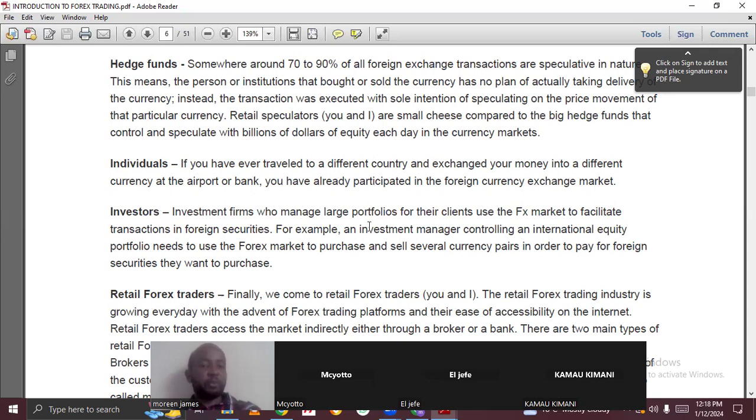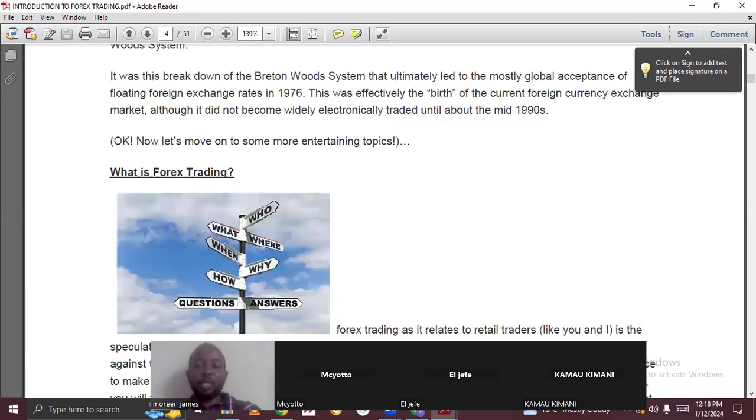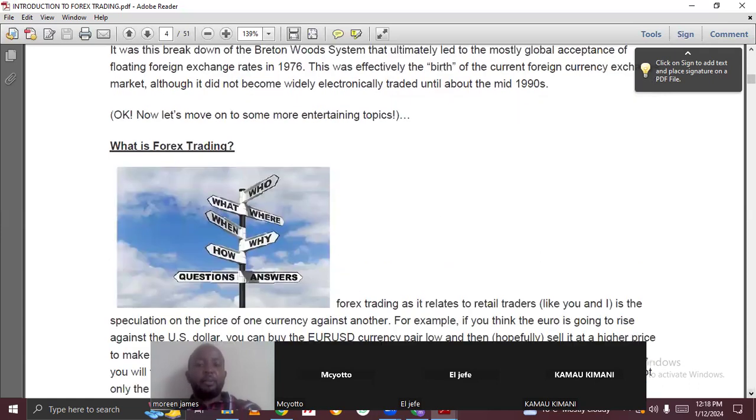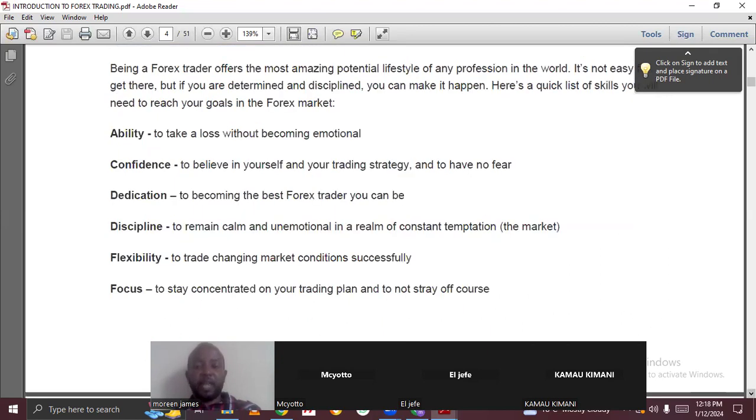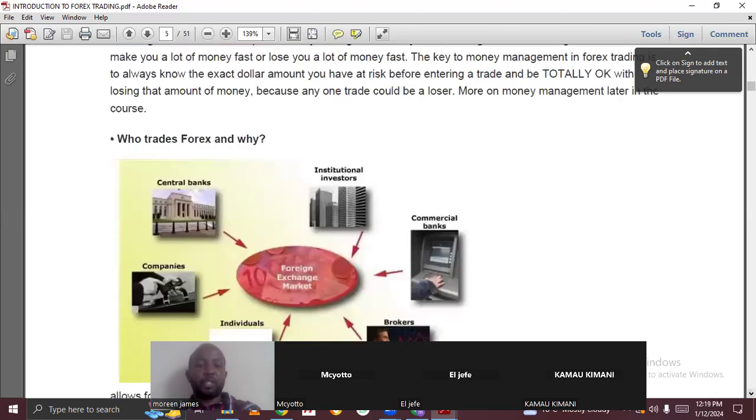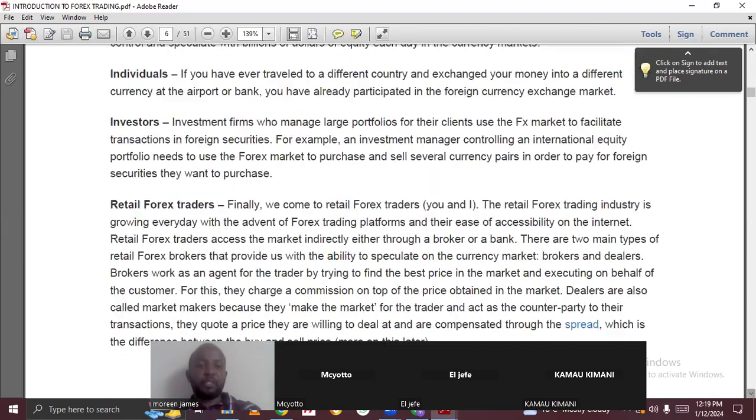Investors, investment firms who manage large portfolios for their clients, use the FX market to facilitate transactions in foreign securities. For example, an investment manager controlling an international equity portfolio needs to use the Forex market to purchase and sell several currencies in order to pay for foreign securities they want to purchase. Say I want to buy stocks from the US, I'll have to use shillings, go back, purchase dollars, and after I purchase the dollars, I'll be able to buy the securities from abroad. So investors are very, very important.